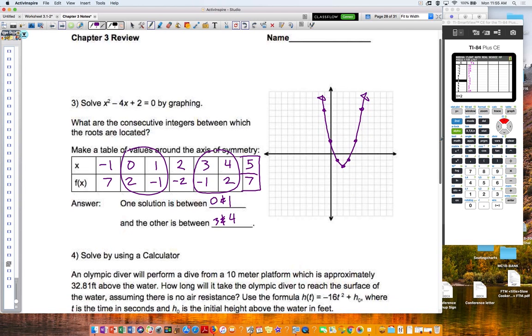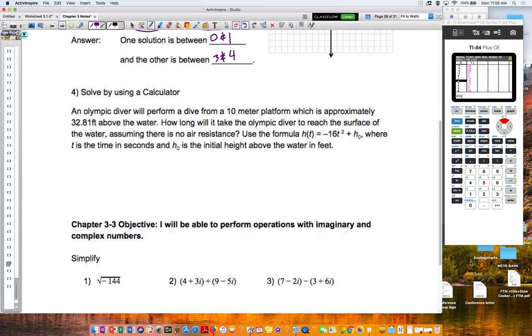All right, last problem in this section, solving by using a calculator. An Olympic diver will perform a dive from a 10-meter platform, which is approximately 32.81 feet above the water. How long will it take the Olympic diver to reach the surface of the water, assuming there is no air resistance? Use the formula where t is the time in seconds and h sub 0 is the initial height above the water in feet. Wow.